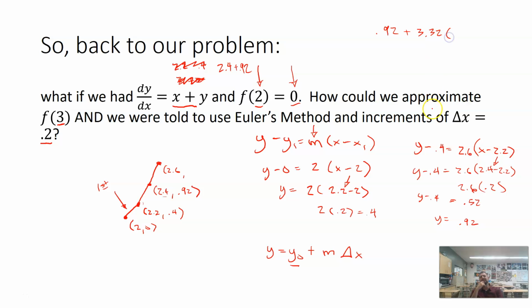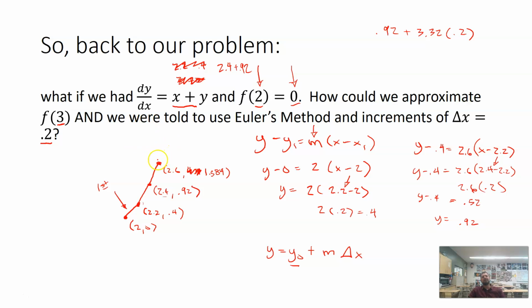And then I multiply that by the change in x, which it tells us is 0.2. Now I just get my calculator out: 0.92 plus 3.32 times 0.2 gives me, oops, I put plus instead of times. Hold on just a second, I wrote that down wrong. Times. Gives me 1.584. Okay, so this is my y value right here, 1.584.